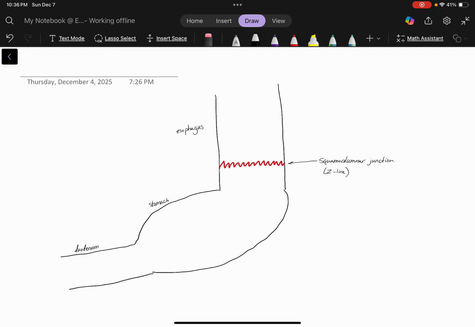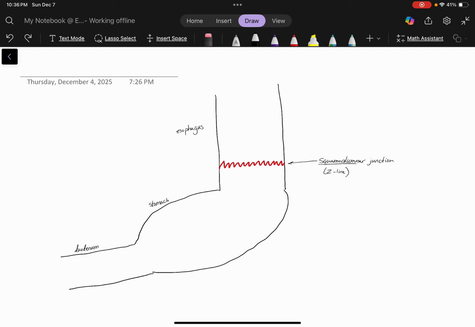So I want you guys to know that the esophagus is lined by non-keratinizing stratified squamous epithelium, okay, and the stomach is lined by columnar epithelium, okay, columnar cells. And the squamocolumnar junction is essentially where the esophagus meets the stomach. So I actually drew it a little bit higher here. It would actually be like maybe around here. But I'm just doing this for visual purposes.